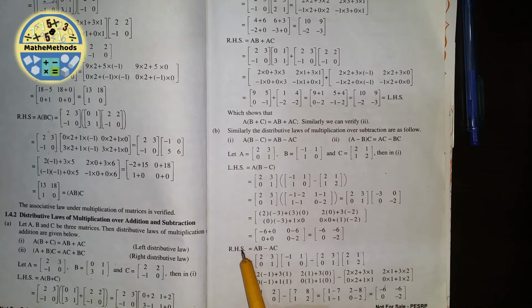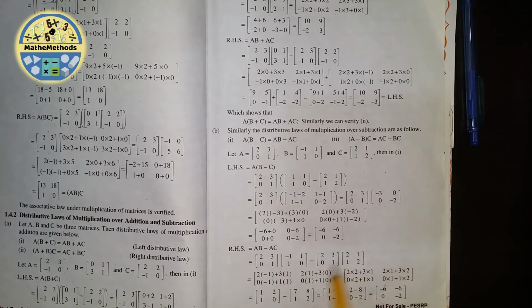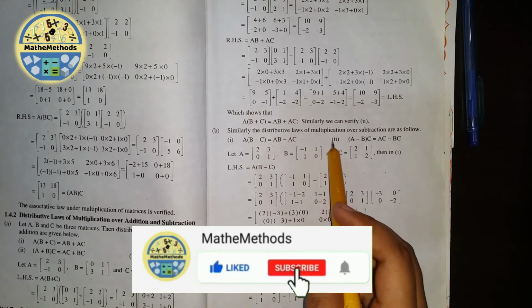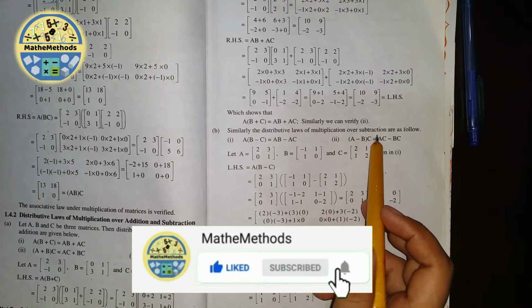And similarly we take the right hand side and compute it, A into B minus A into C, and the final answer matches the left hand side. So the left hand side and right hand side are equal, so we say that the distributive law of multiplication over subtraction holds here.